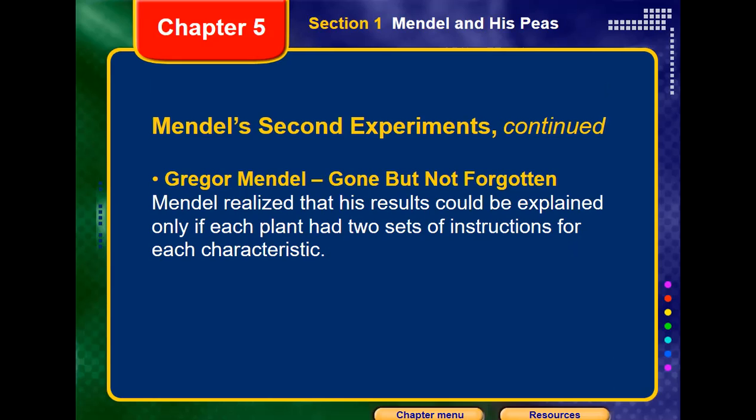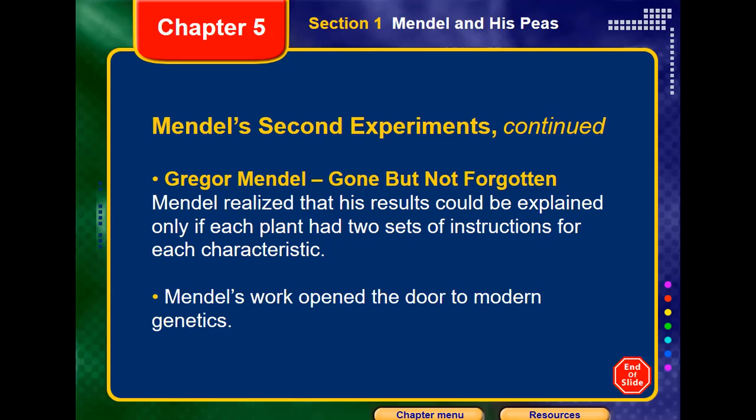According to this, Mendel realized that his results could be explained only if each parent has 2 sets of instructions for each characteristic. What does it mean? It means Mendel figured out that this manner of heredity cannot be explained unless each parent has a pair of factors that control each trait. So he suggested that each plant has 2 sets of factors, and these 2 sets of factors control the same trait.